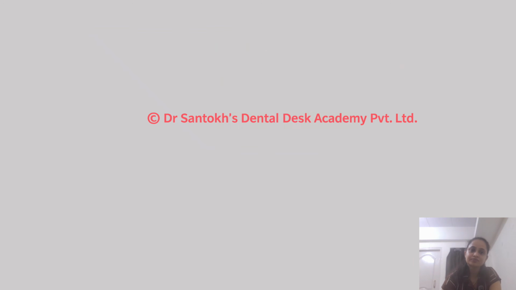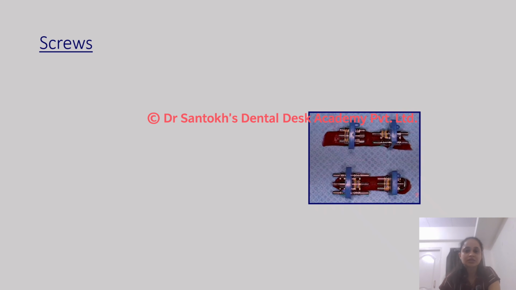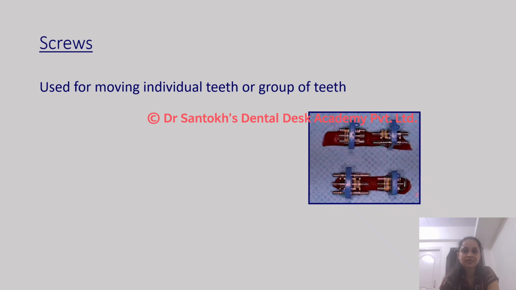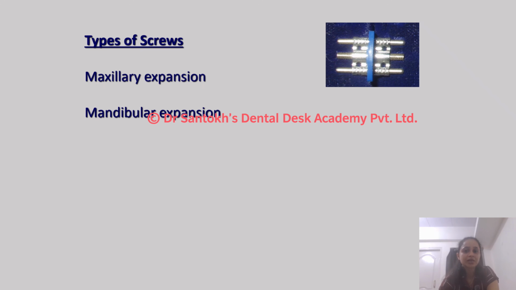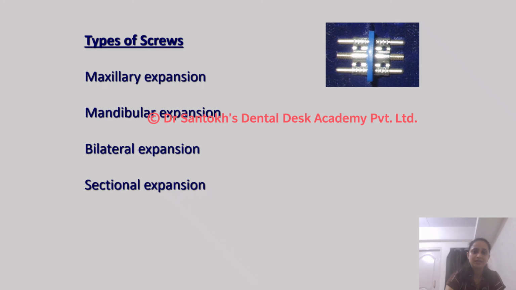Next, coming to another active component, which is screws. So these are the expansion screws which you can see. It is used to move individual teeth or group of teeth. Okay, so types of screws, it can be used for maxillary expansion, can be used for mandibular expansion. Okay, it can be used for bilateral expansion, sectional expansion.